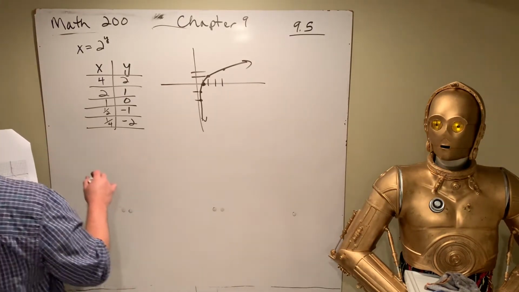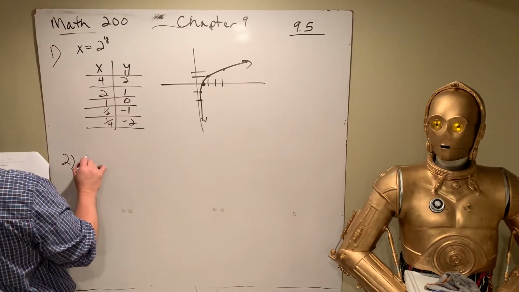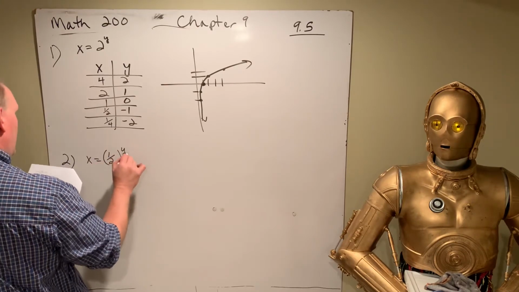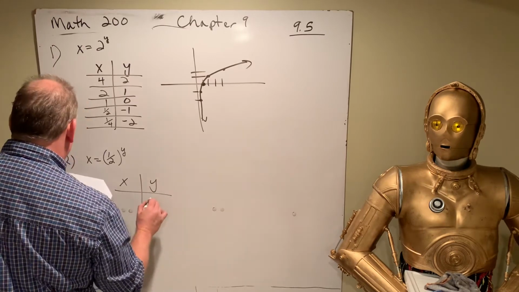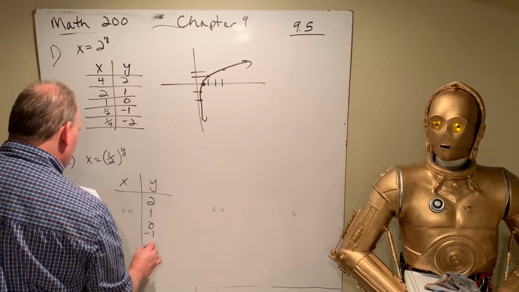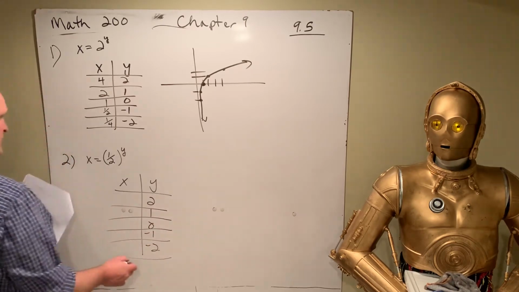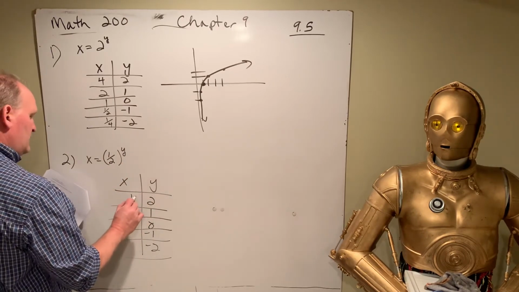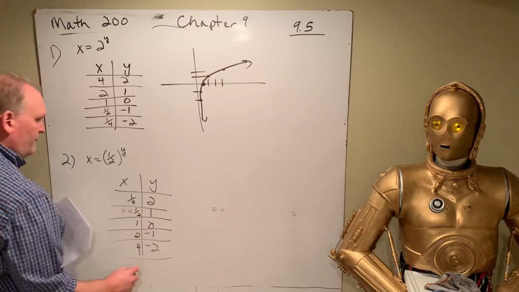And then number 2, that was number 1. Number 2, it's x is equal to 1/2 to the y power, and then what's x and what's y. And again, we're going to kind of do this in reverse. Normally, x is the independent variable and y is the dependent variable. But we're kind of flipping those roles. We're putting y in and figuring out x. So that's 1/4, 1/2, 1, 2, and 4.